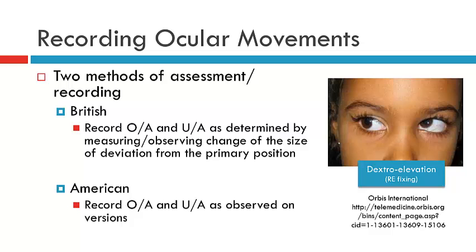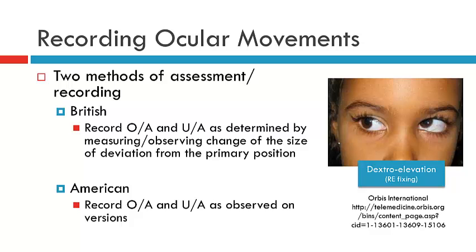Okay, so how do we record ocular movements? Before I proceed to discussing this, I need to bring your attention to the fact that there are two methods of assessing and thereby recording overactions and underactions of the extraocular muscles, the British method and the American method. Now, with the British method, in order for an extraocular muscle to be classified as overacting or underacting, there needs to be a change in the size of the deviation from primary position to the affected position of gaze.